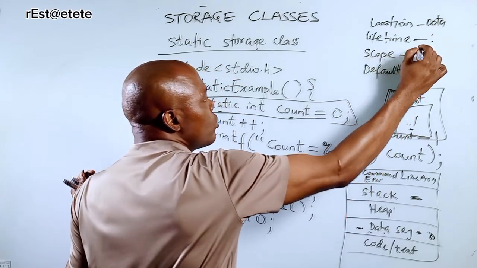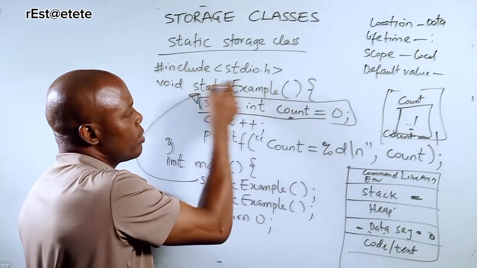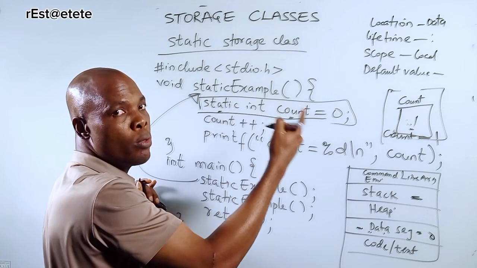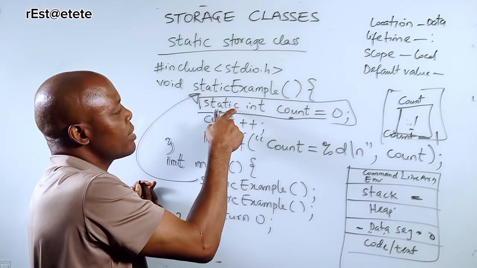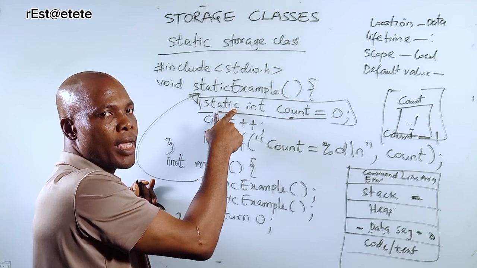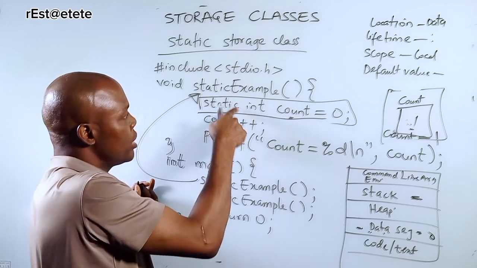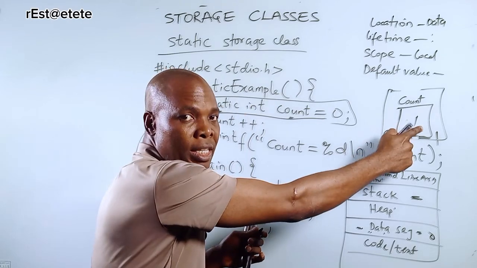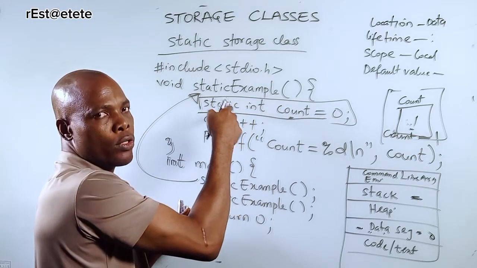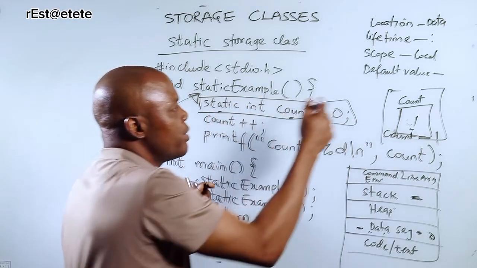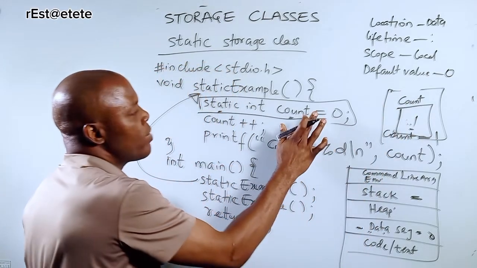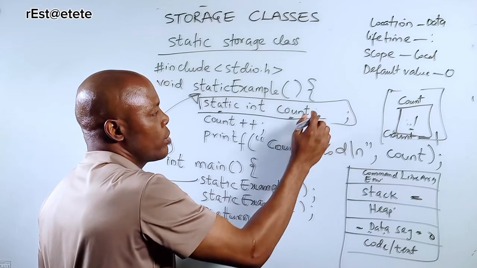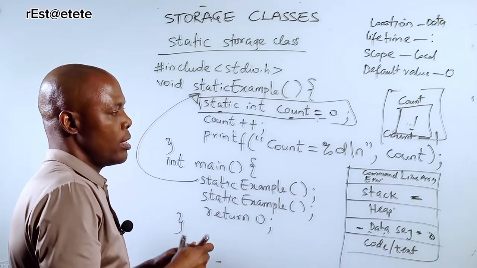Then the scope is local to what? To this function, right? Now, if it is outside, it will be global. So the static storage class can be both local or global. In this case, it is local to the function, meaning that even though it exists, you cannot access it unless you enter into this function. Then the default value is what? 0. So even if I don't assign anything to it, the default value will still be 0.